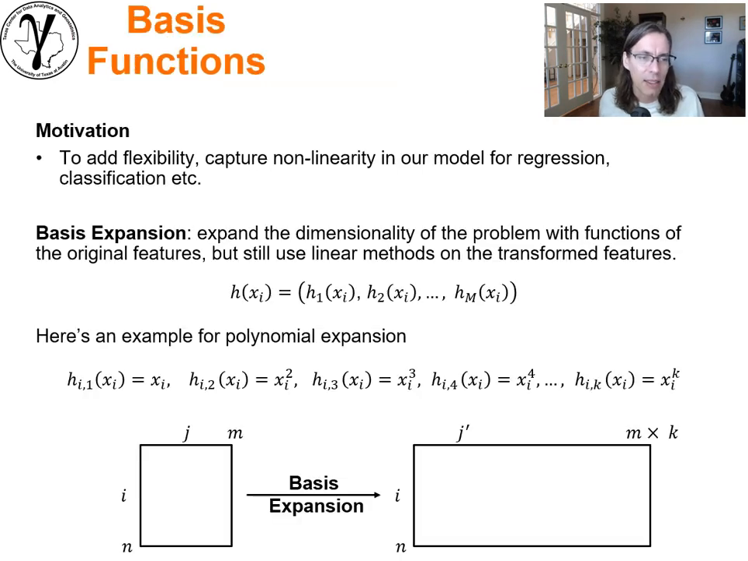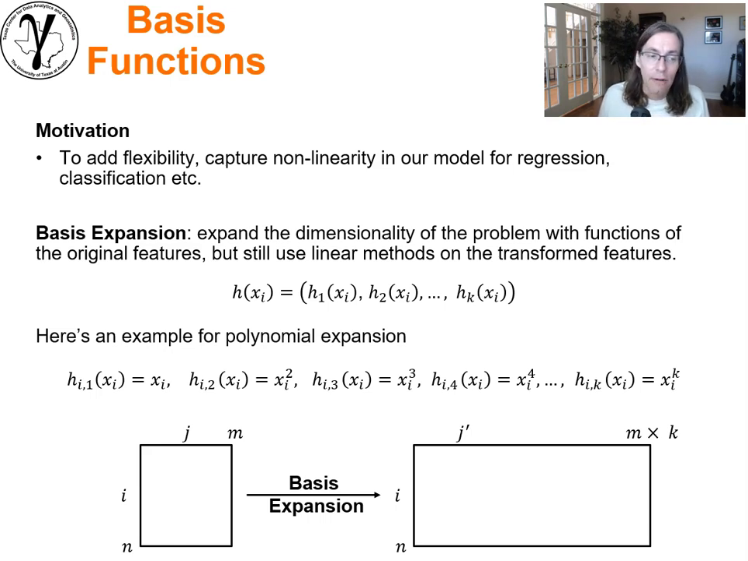So we'll rely on a basis expansion. What's the motivation? Once again, we'll add flexibility, capturing nonlinearity in our model for regression and classification. The basis expansion, to define it, is that we're going to expand the dimensionality of the problem. We're mapping into a higher dimensional space, higher than we had before with the 1 through m predictor features, by taking the original predictor features and applying a set of functions to them. But we're still going to use linear methods on the transformed features.